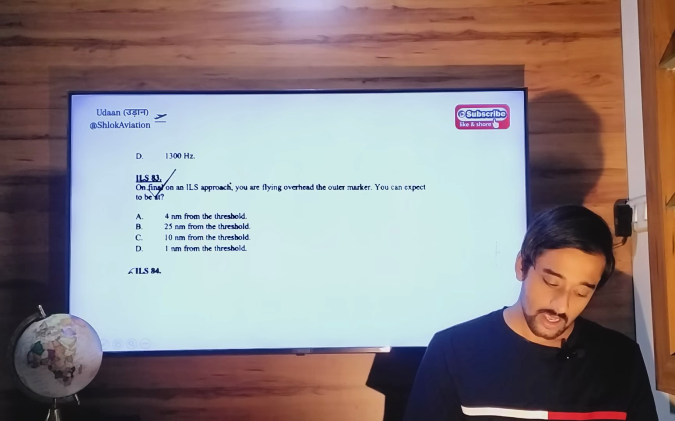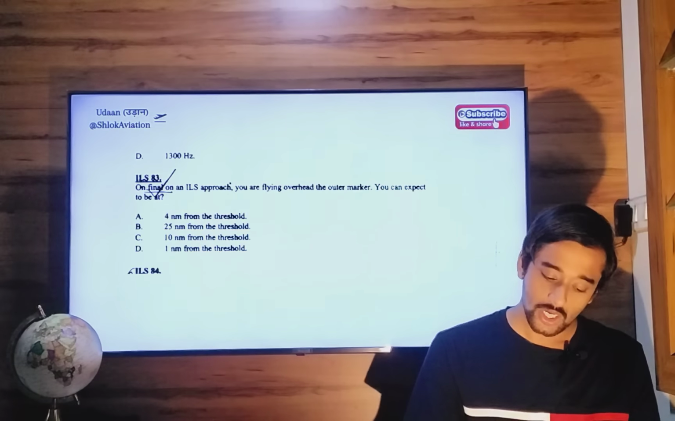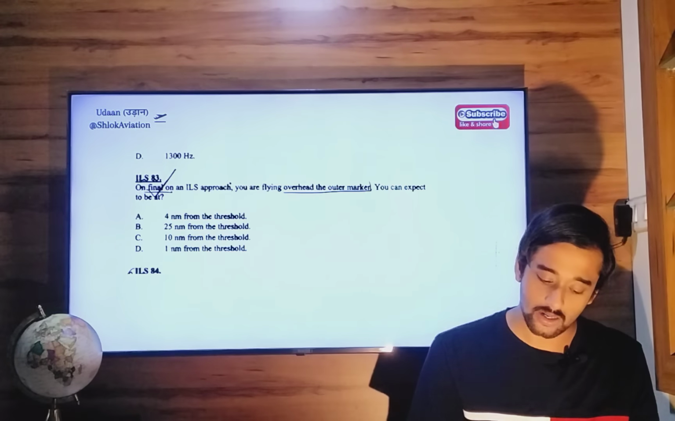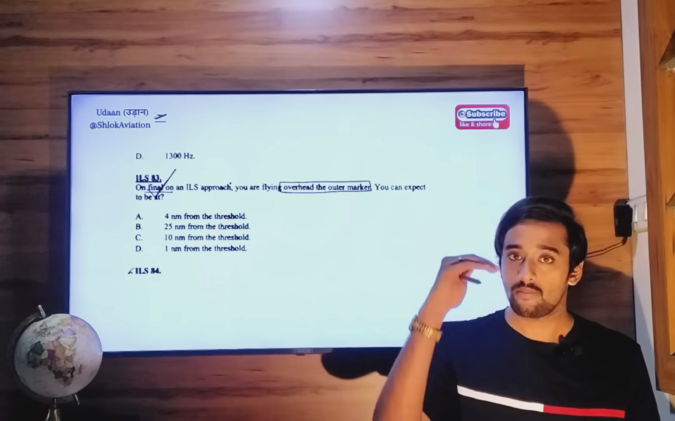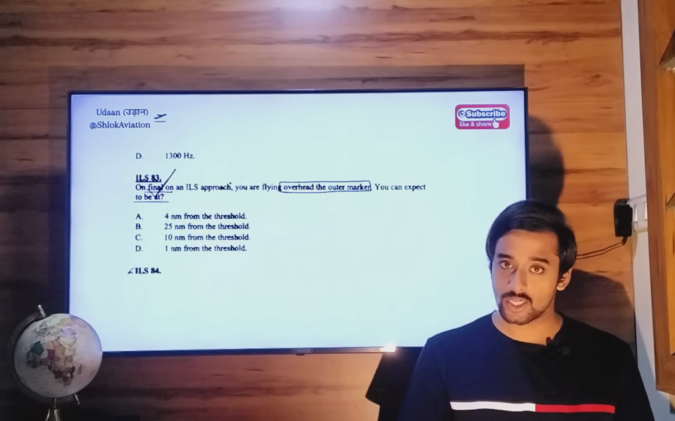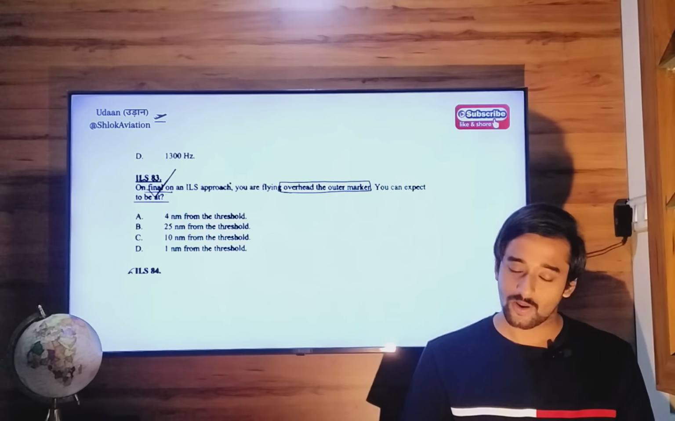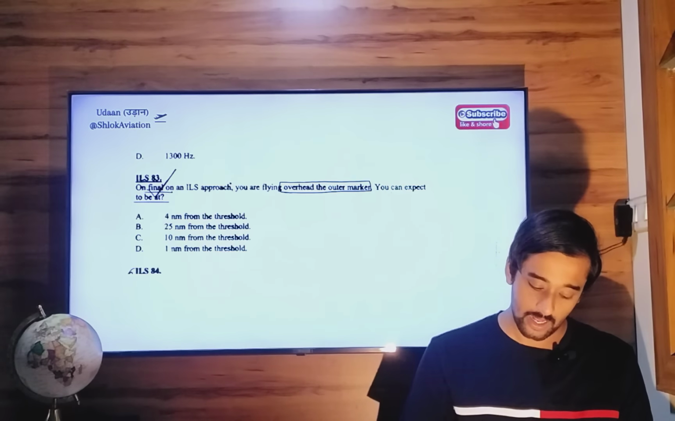Next, on finals on an ILS approach, you are flying overhead the outer marker, just above the outer marker. You can expect to be at 4 miles from the threshold, 25 miles from the threshold, 10 miles from the threshold, or 1 nautical mile from the threshold.